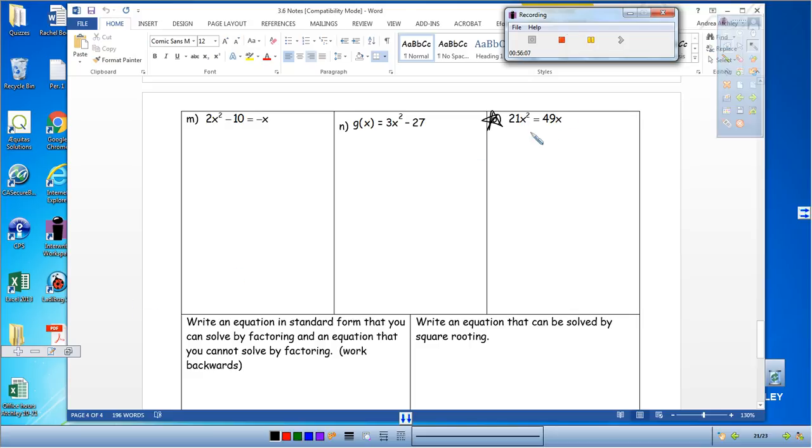Okay, so again, we need to set this equal to 0. So we're going to subtract 49x from both sides, because it needs to be equal to 0. Now, 21x squared and 49x, they're not like terms, because they don't have the same exponent. So don't try and add them. Just stick them next to each other. Do 21x squared minus 49x. That'll equal 0.